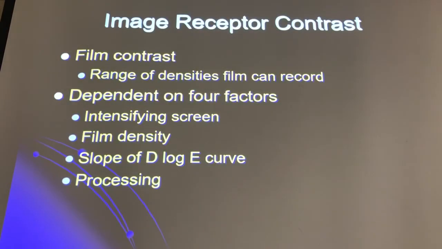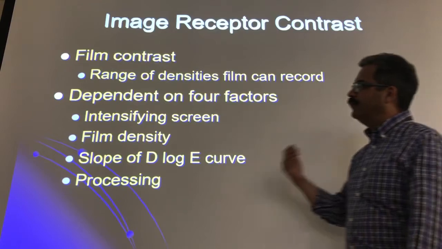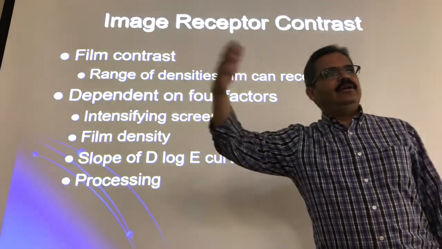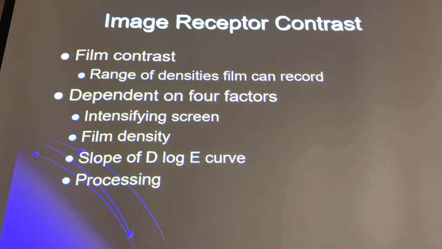Image receptor contrast. So let's look at film contrast. This is the range of densities that film can record. Films are manufactured differently. You have different types of films. I think I told you this before: there were more than 300 different types of film. So you have to find what type of film it is and what range of densities that film will provide you. It depends on four factors.